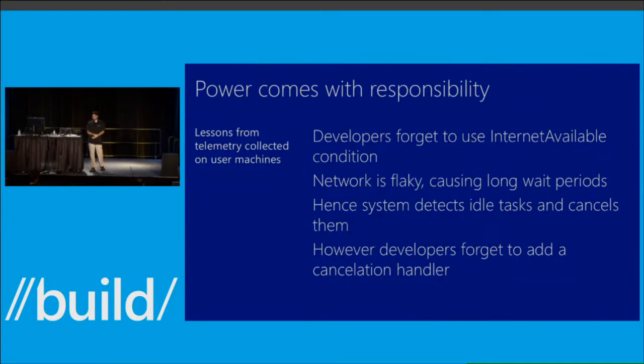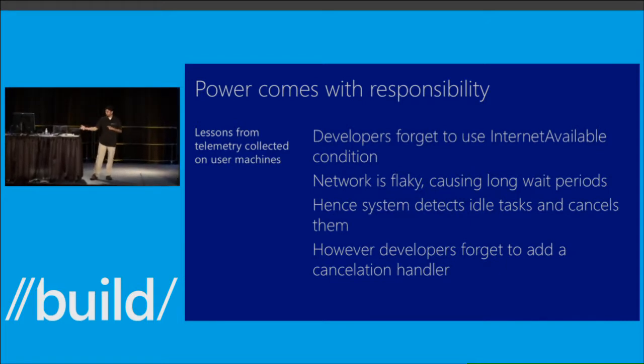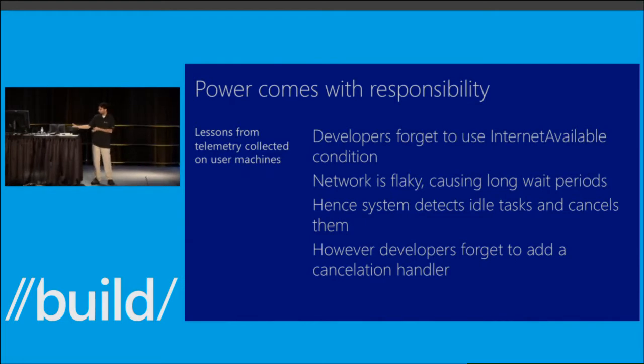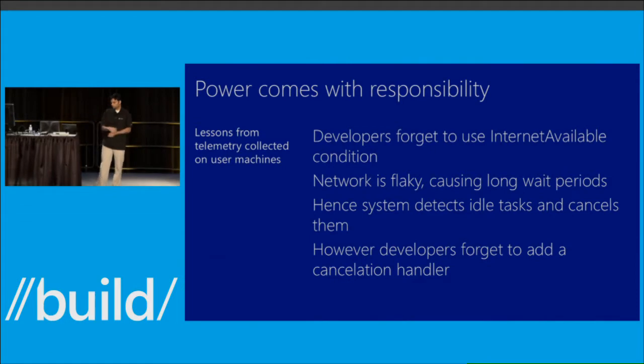So power comes with responsibility. What we've noticed, based on our telemetry, is that, like I mentioned, when background tasks are running, we bring the system out of low power mode. This obviously has impact on the battery life of the device. For example, if there is no activity, the system could stay in connected standby mode for a really long time. But if you have more activity, the system cannot stay in connected standby mode for the same amount of time.